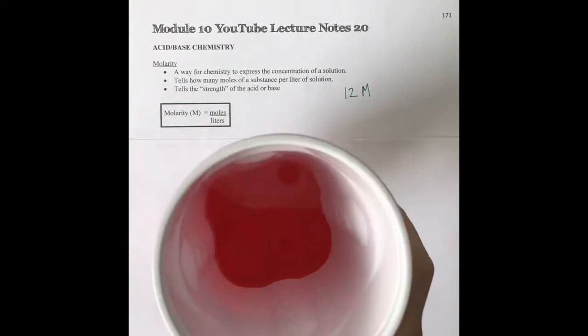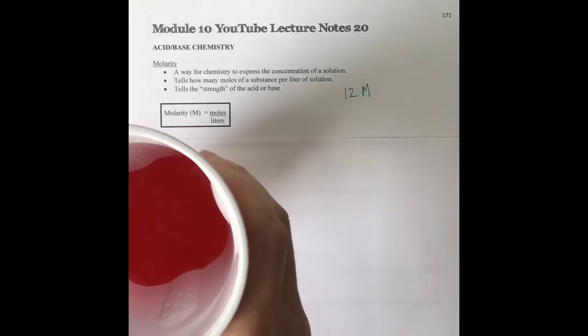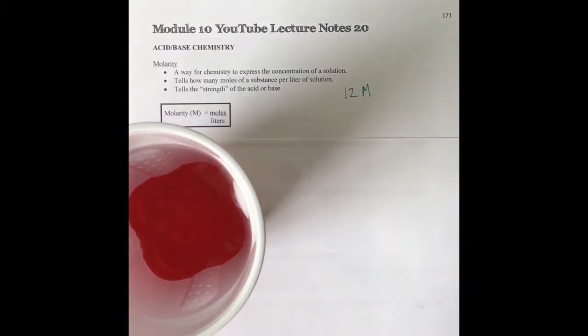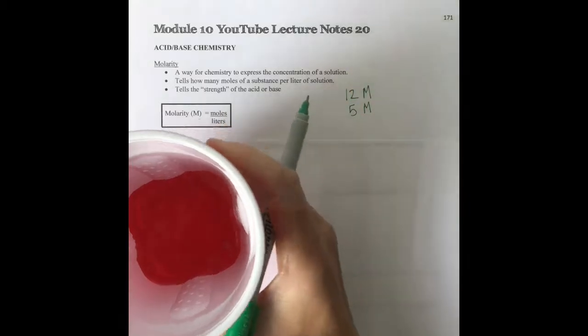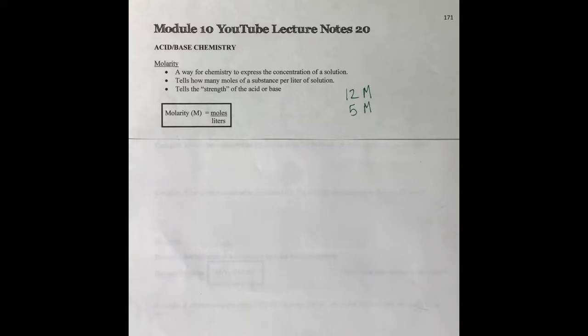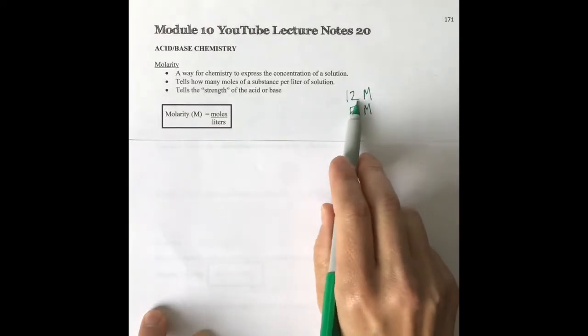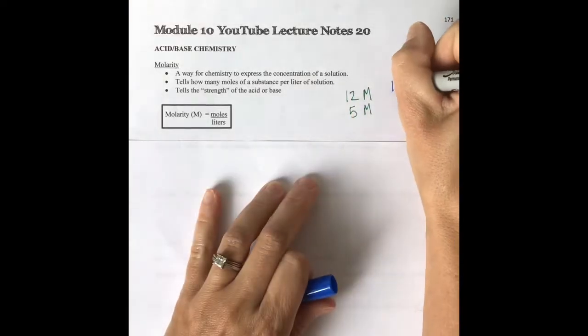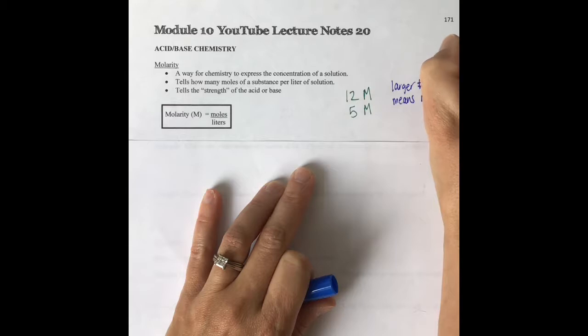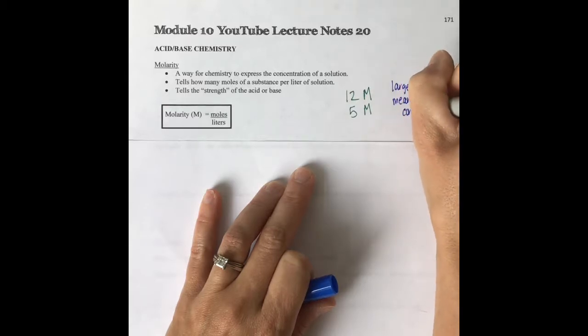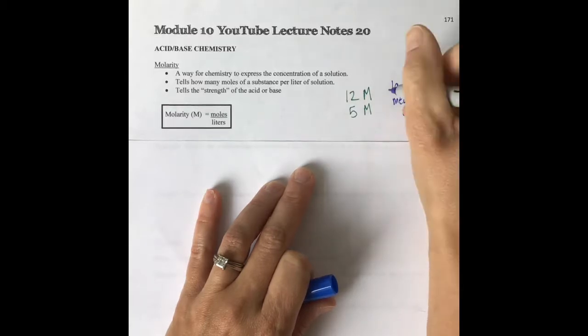Someone else may like their Kool-Aid a little bit more diluted or a little bit weaker. So it would have a lower molarity. Maybe it would only be 5 molar. So as you can see, the number in front of the unit of molarity tells us its strength. And so you can write out to the side, a larger number means it's more concentrated. Okay, and those are just a couple examples.